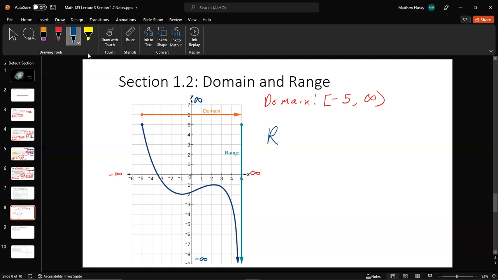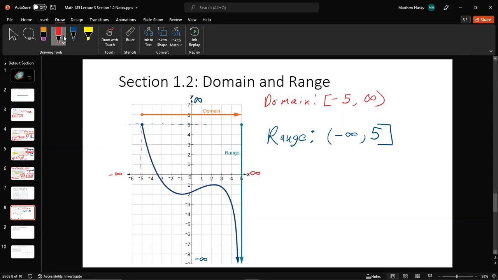For the y's, which is the range, we'll do that in blue here. For the range, the lowest it goes is negative infinity. And then the highest it goes, this one was at -5, this is at 5. So the highest y value is 5. And again, that is included. So if you have a picture in front of you, that is how you would describe the domain and the range for that particular picture.